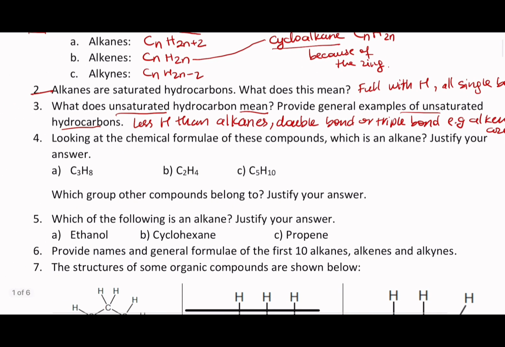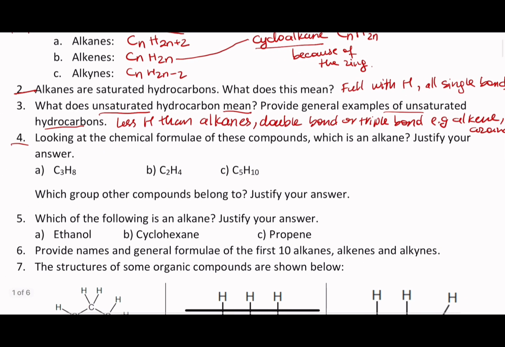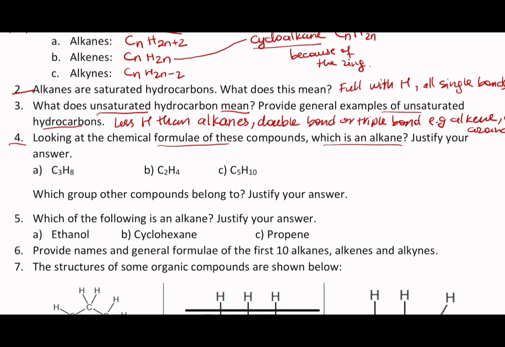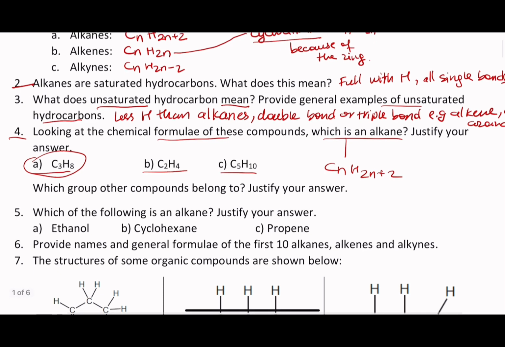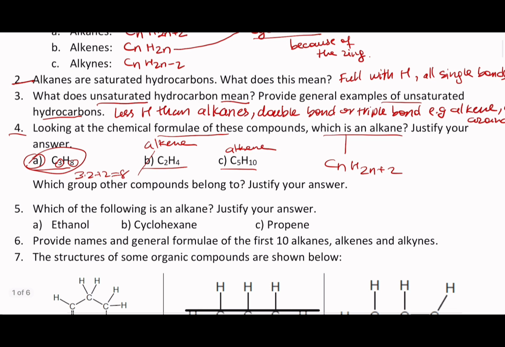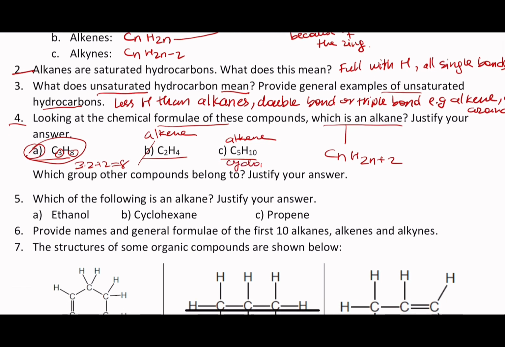Okay, so now we'll go to question 4. Looking at the chemical formula of this compound, which one is alkane? So we said the alkane formula is CnH2n+2. If you check all these guys in here, only this one fits the criteria, because 3 times 2 plus 2 is 8. So this is the only one, but this guy is not going to fit. This is alkene, and this is alkene as well, or it could be cyclopentane, because they have the same formula.